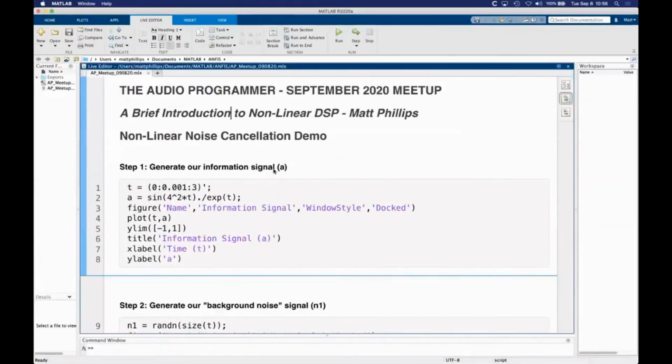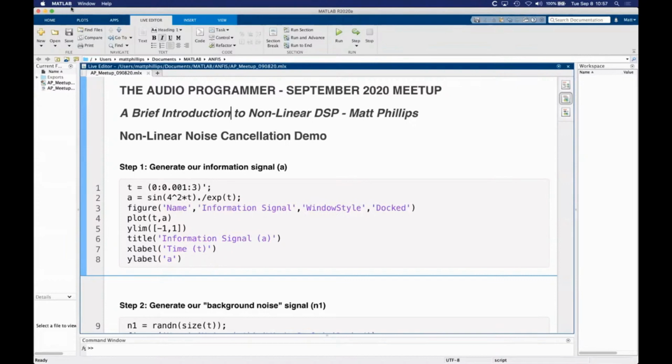So here's my MATLAB environment. For those of you who aren't familiar with MATLAB, it is an incredibly powerful program that lots of engineers use, particularly with the work that I do. I rely heavily on MATLAB and the toolboxes that they have within them.